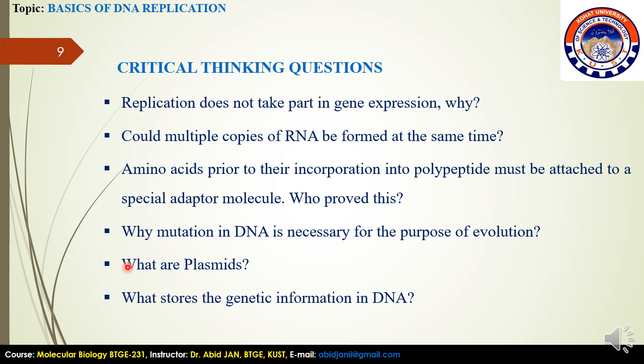What are plasmids? Plasmids are extra-chromosomal circular molecules. They are found mostly in prokaryotic cells, and they are auto-replicating small circular double-stranded DNA molecules which generally carry certain genes for the advantage of bacteria, such as antibiotic resistance.